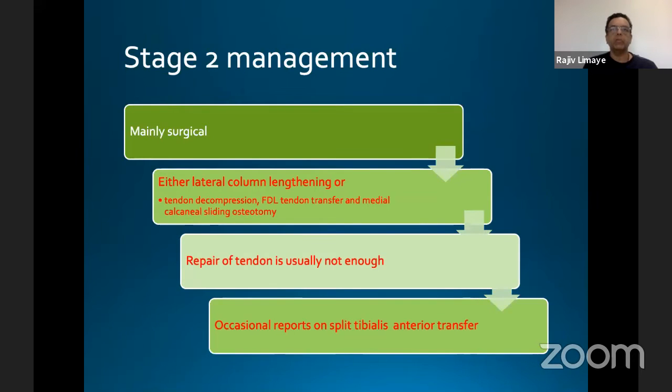In stage 2, it becomes mainly surgical. It leads to either repair of the tendon if the tendon repair is enough, or decompression of the tendon, FDL tendon transfer, or flexor digitorum longus tendon transfer with medial sliding calcaneal osteotomy, sometimes associated with lateral column lengthening or Evans osteotomy, and also cuneiform osteotomy depending on the level of the deformity. There are some occasional reports in the literature about split tibialis anterior tendon transfer. However, the results are not good and hence it must not be performed unless there is a strong reason to.